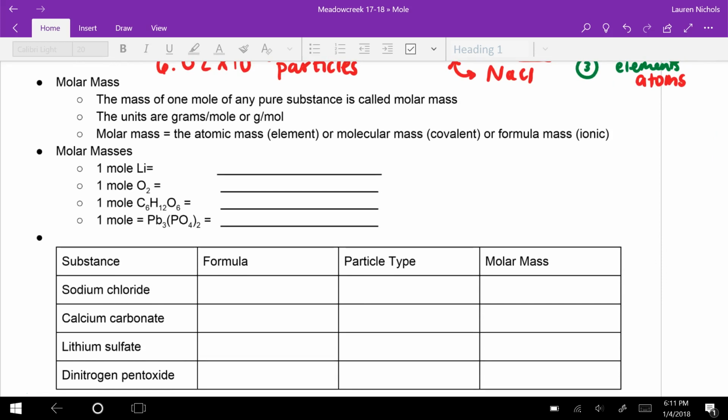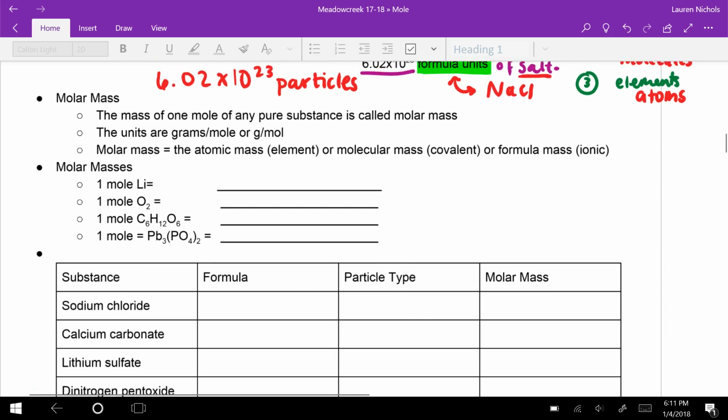So if we keep going, okay, we have just a bit of molar mass notes and practice, which we've already gone over, but just to remind ourselves that molar mass is the mass of 1 mole of any pure substance, and the units are grams per mole, written this way, and that slash is said as per, so grams per mole. And so it's the atomic mass of an element or the molecular mass for covalent molecules, or formula mass for ionic, formula unit.